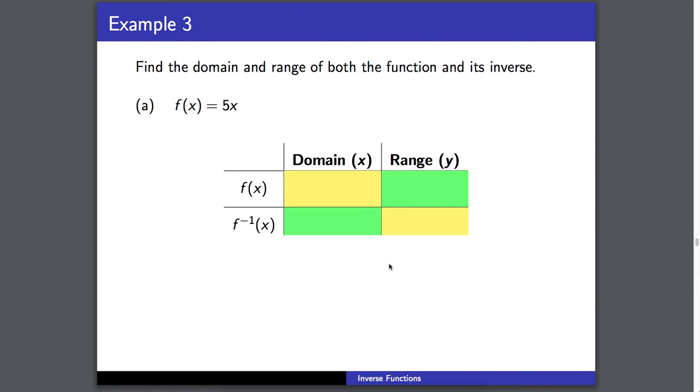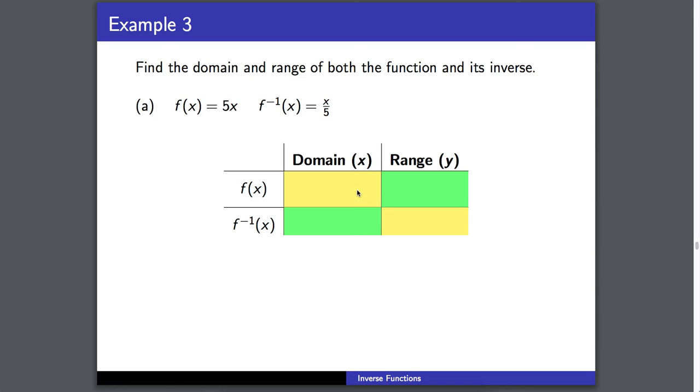All right, example 3: find the domain and range of both the function and its inverse. So we have f of x equals 5x, which we found the inverse of in, I believe, the last video, to be x over 5. So here I have the original function, a row for the domain and a column for the range, as well as the inverse function, which has a space for the domain and a space for the range. And notice that these cells are colored the same way.